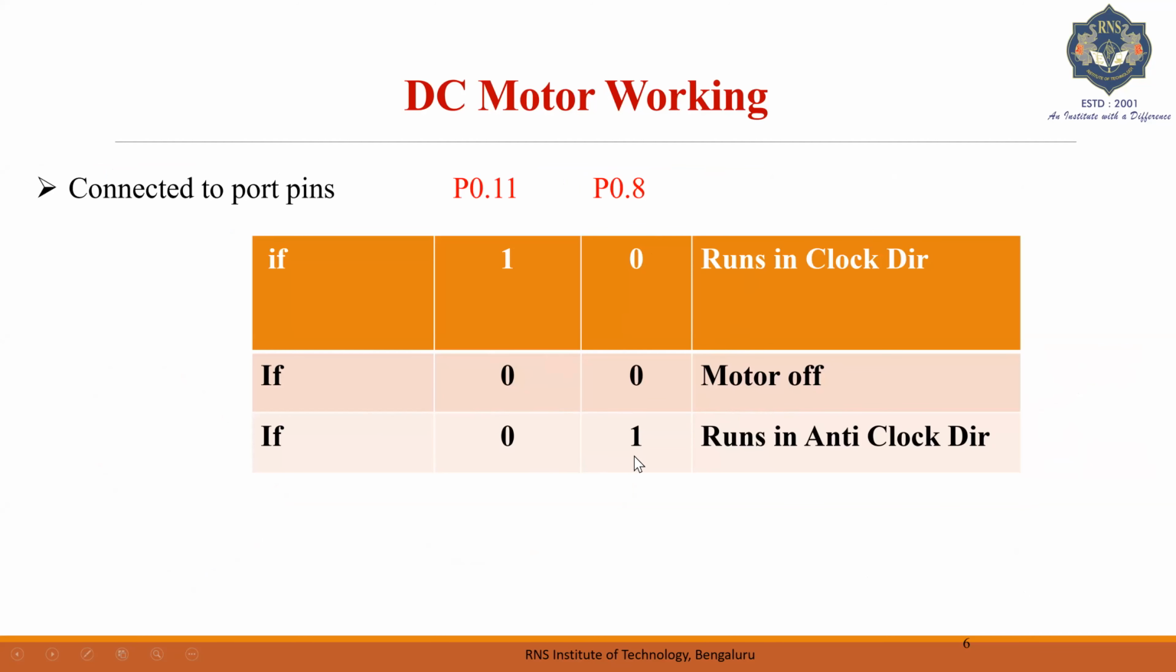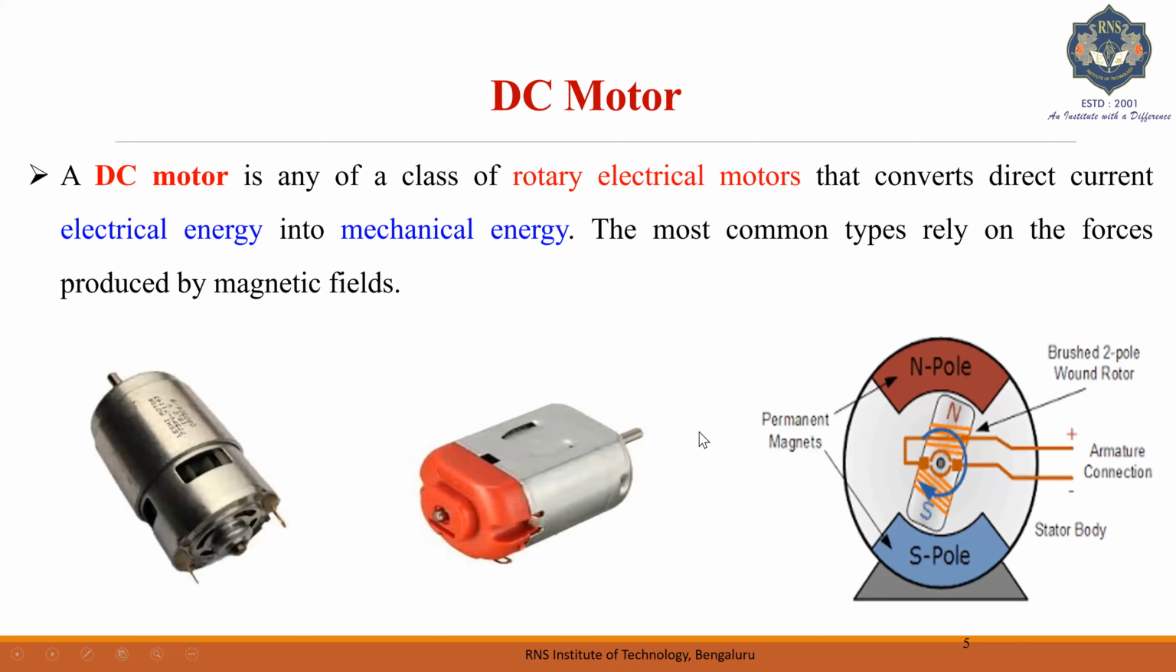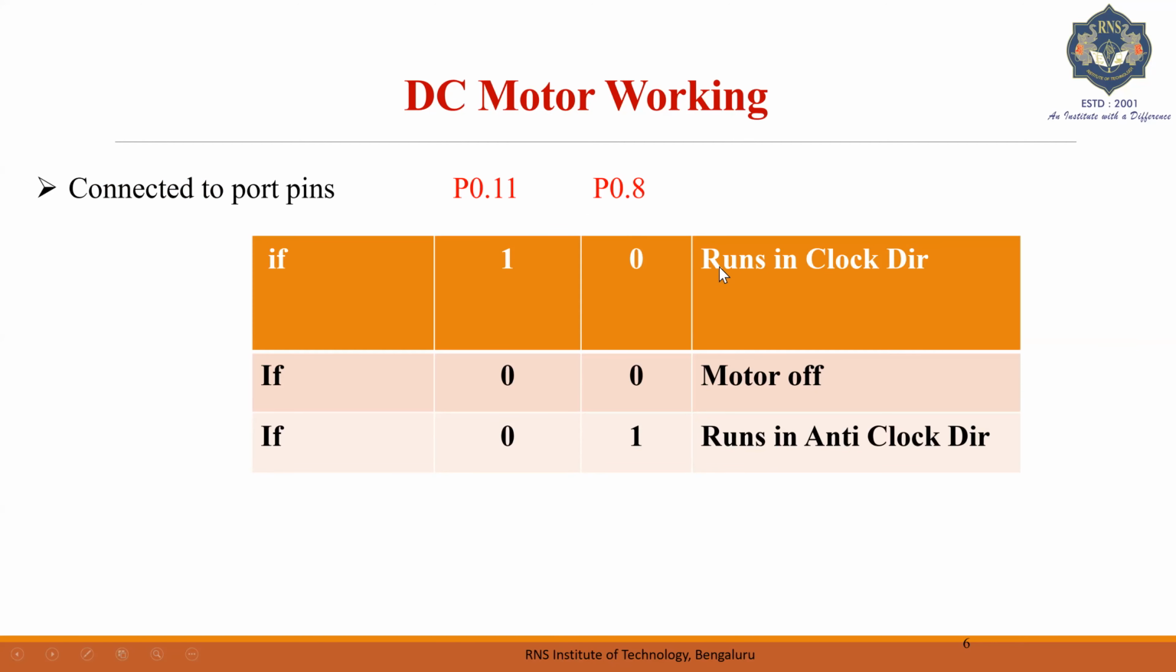When it is 0, 1, that is the 11th pin is 0 and the 8th pin is 1, it runs in anti-clockwise direction. So don't worry about these lines. These lines are fixed. It is not necessary that you program only these. Why we are programming these lines is because in our board, this DC motor's 2 pins, the north and south pins, are connected to P0.8 and 11th. Hence we have to program accordingly.